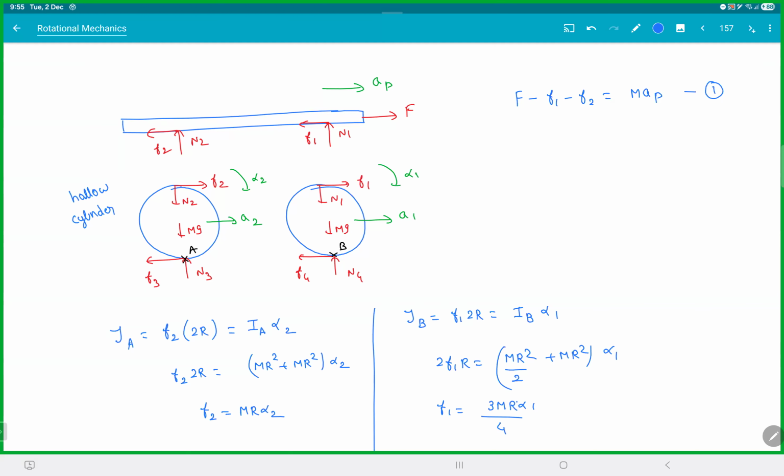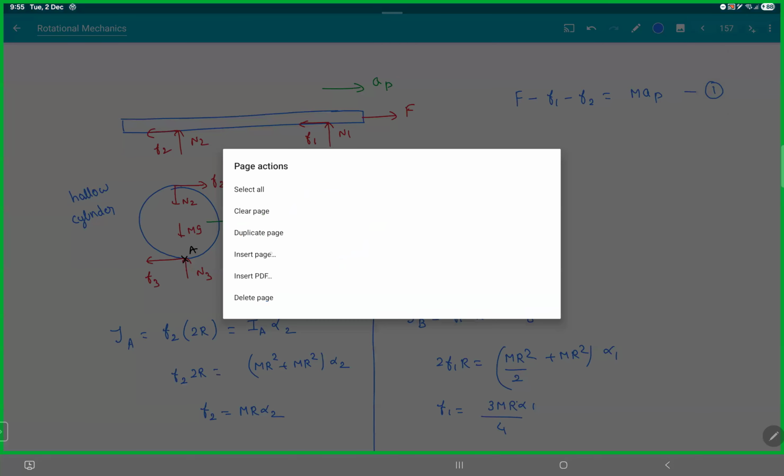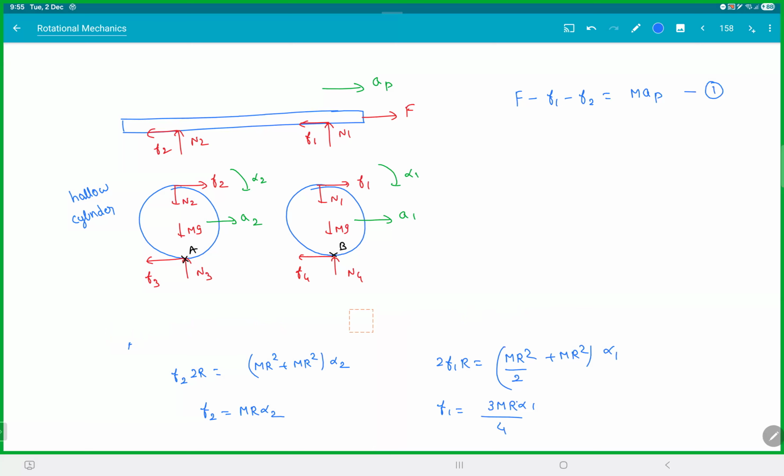I need more space, so let's do it in the next page. So I can actually take these two and dump it here. This will be F minus mr, 3mr alpha 1 by 4, mr alpha 2 is equal to MAP.